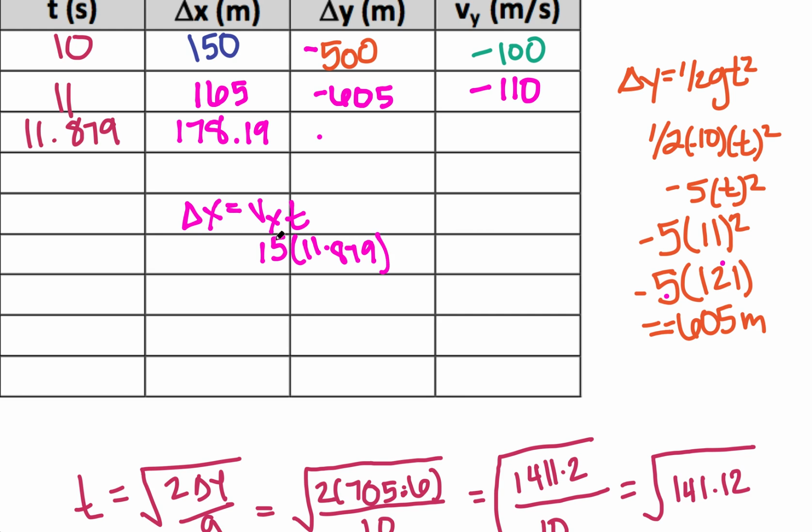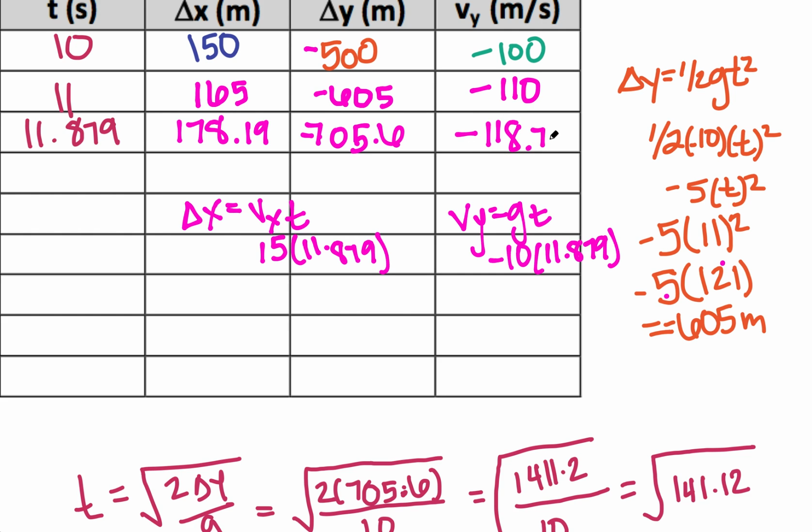Now, as far as my delta y, well, we know what it is because the answer was given to us. 705.6, and it is negative because it's going down. Now, what is our velocity in the y? Well, velocity in the y is just, remember, Vy is equal to g times t, and we have negative 10, and our time is 11.879. So if I multiply that by 10, I think it's like 118.79 meters per second. All right.